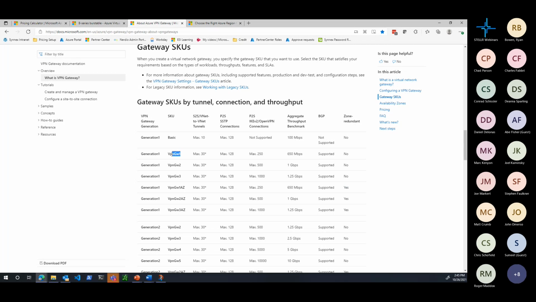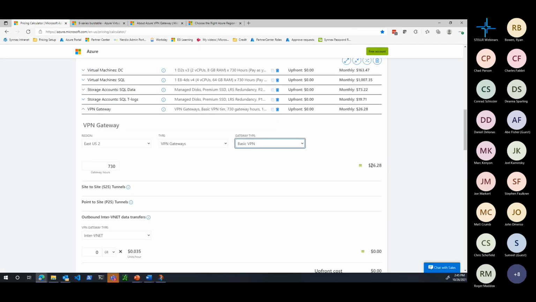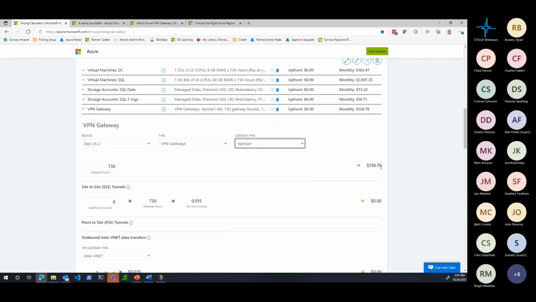The Gateway 1 is what we typically will put in on the estimates. Once you move from basic to Gateway 1, you cannot move back to basic. In order to build basic, you have to build it from scratch every time. You can't be in Gateway 1 and move back to basic. You can see that the basic is $26 a month, whereas the Gateway 1 is 138.